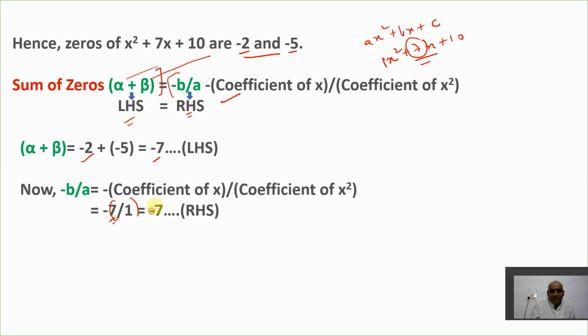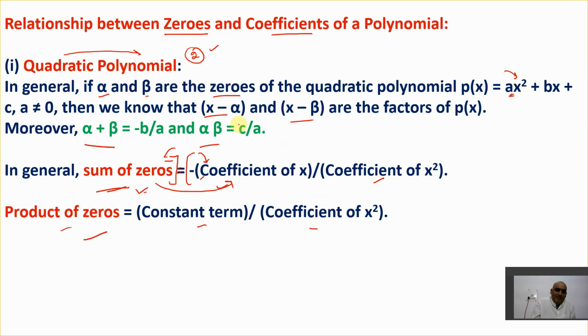So again the value that has come is -7. So LHS value is -7. RHS is also -7. So LHS equals RHS. Once LHS equals RHS, that means the relationship is established. I hope you get this point. So in a similar way, you have established the relationship for the sum of zeros. Now in the same sense, you will establish the relationship for the product of zeros.